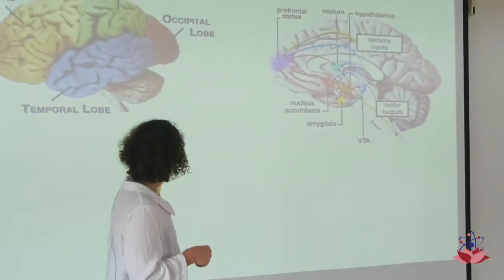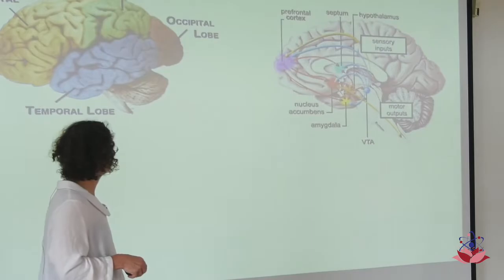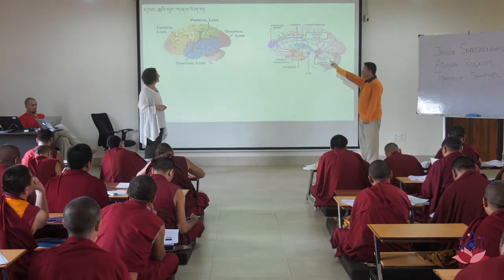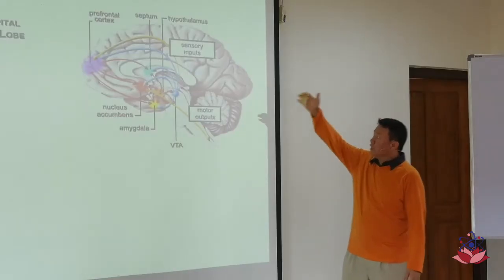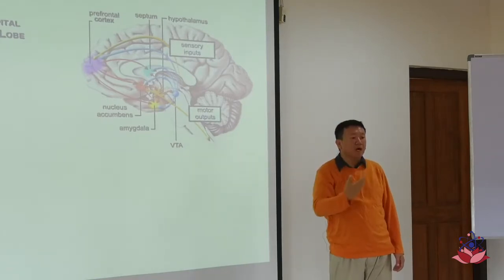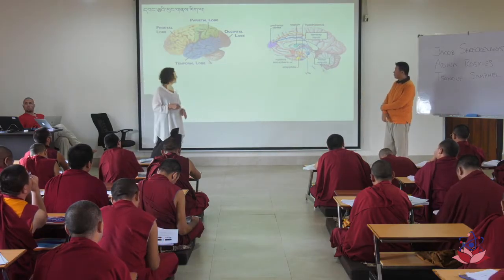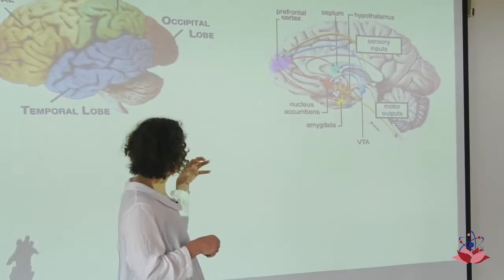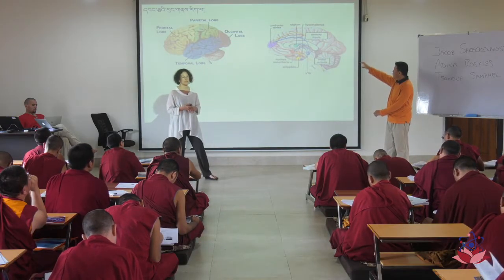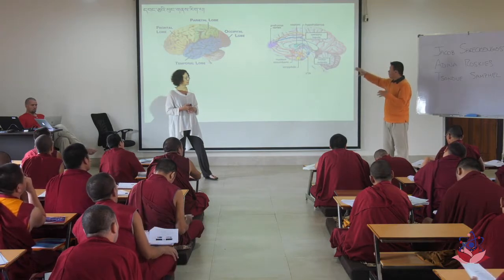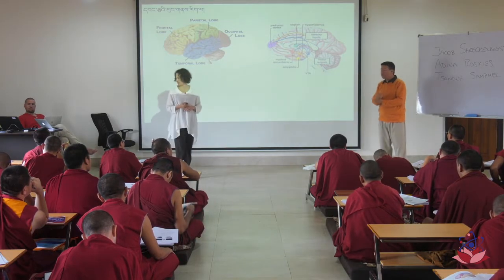So now here we're looking at a slice through the middle part of the brain and looking inside. The first thing to notice is that there are structures inside, underneath the cortex, that are also very important for brain function.